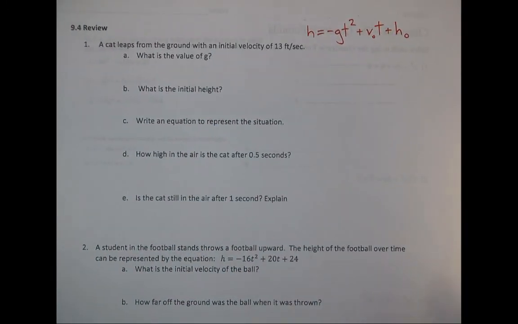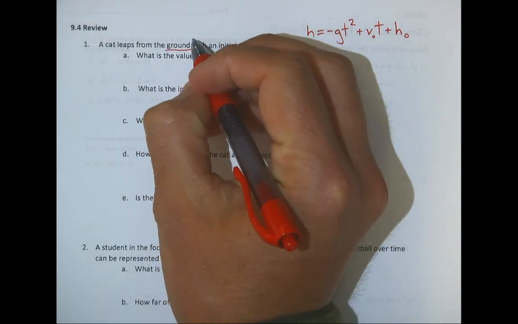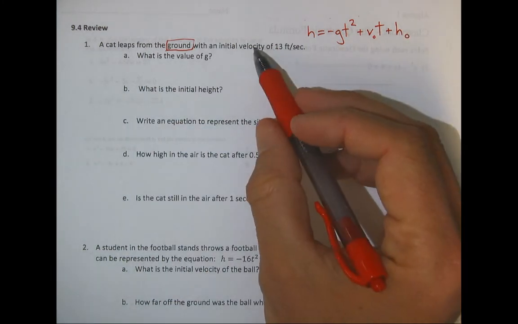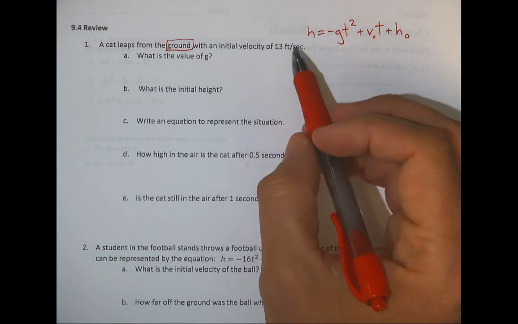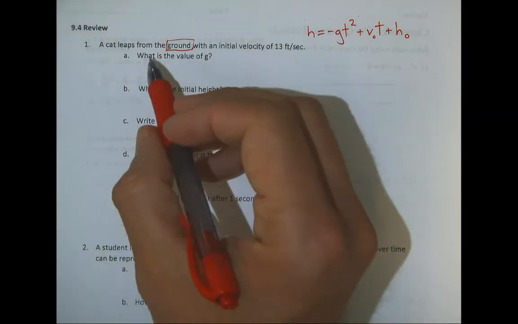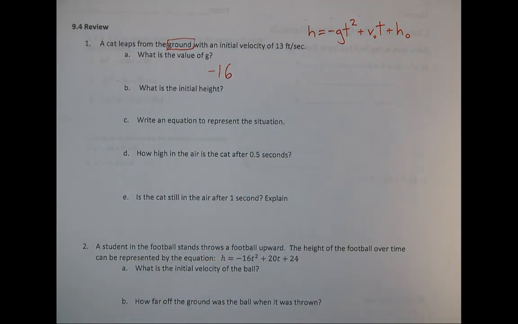So number one, a cat leaps from the ground with an initial velocity of 13 feet per second. So it's from the ground, which means the initial height is 0. The initial velocity is 13. And since we're talking about feet, the g is going to be 16. So what is the value of g? We're going to say negative 16. If it was meters, it would be negative 4.9.